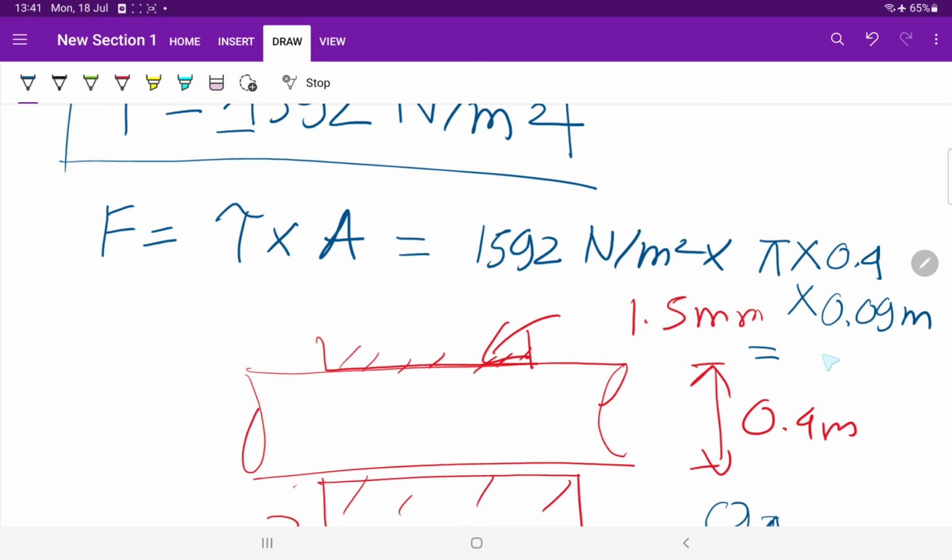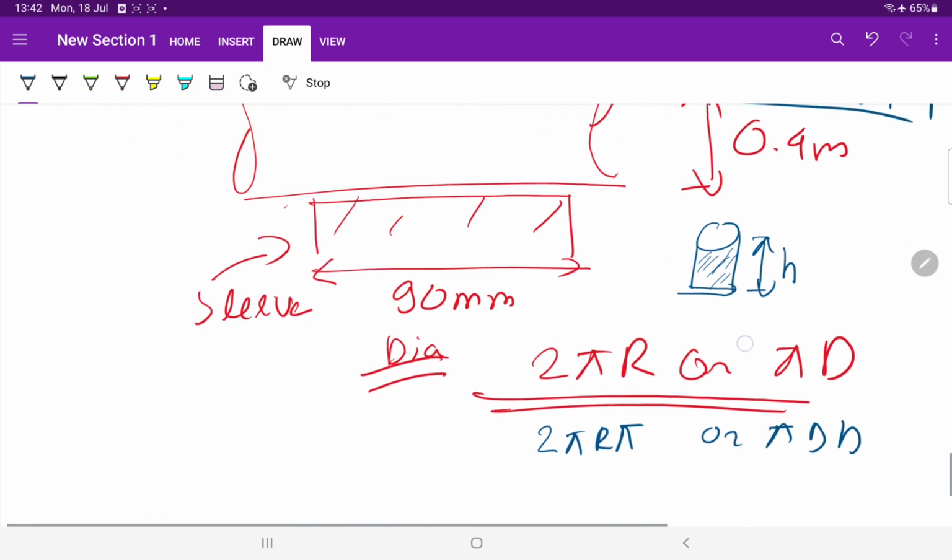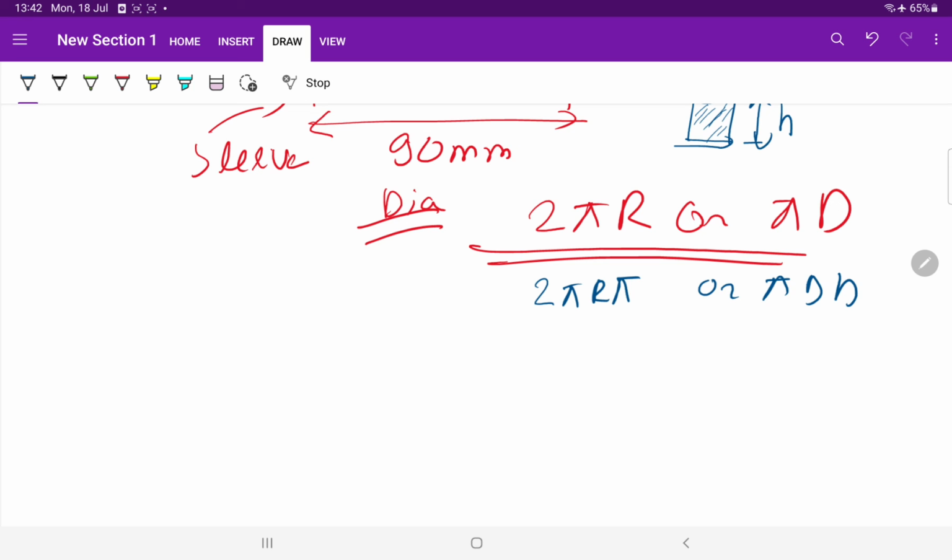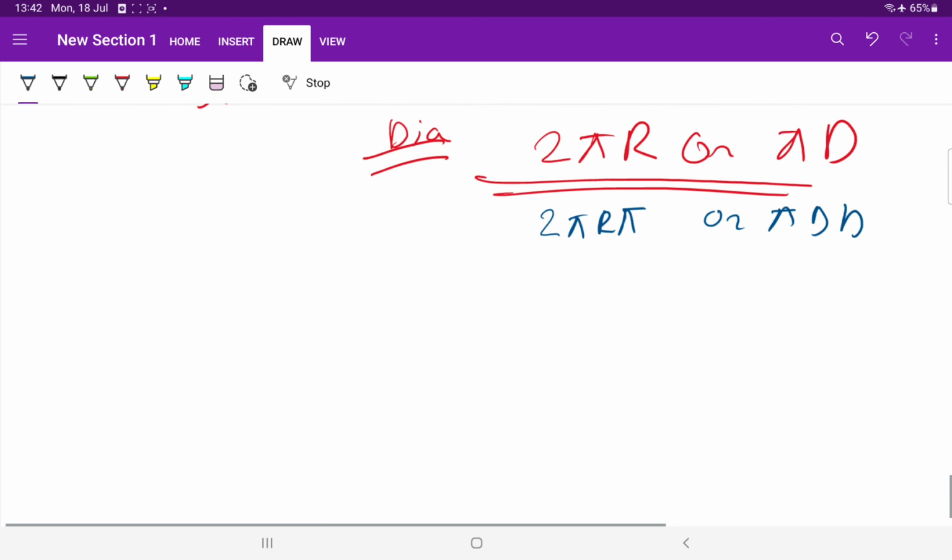Now if you just do it right now, 1592 into pi, simply I'll put pi in the calculator, into 0.4 into 0.09, it will come as 180.05 Newton. So F we got from here is 180.05 Newton. Once we have F, now we can easily find out the torque.